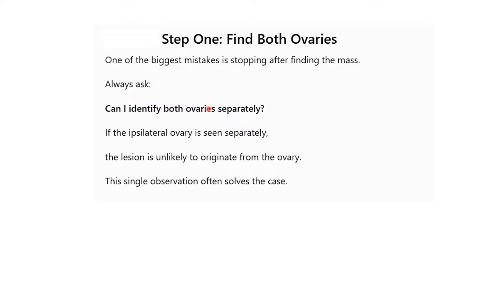Always ask, can I identify both ovaries separately? That's a question you ask yourself as you are doing the sonar. These are questions you have to ask yourself, not necessarily the patient, since the patient doesn't see the internal structures. If the ipsilateral ovary is seen separately, and the word ipsilateral means on the same side, so you can have a mass, then check on that side if there is an independent or separate ovary, the lesion is unlikely to originate from the ovary. This single observation often solves the case. If you know whether the lesion is originating from the ovary or not, that can solve the puzzle.